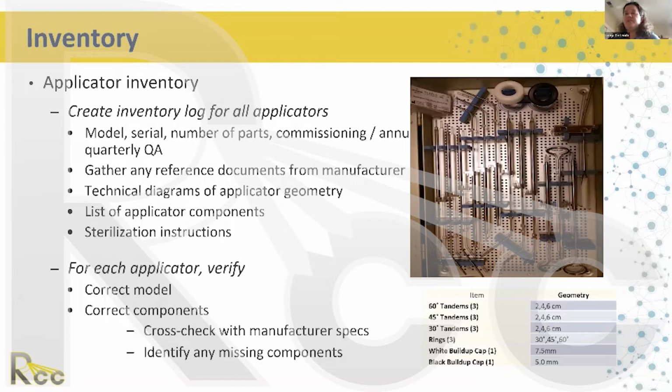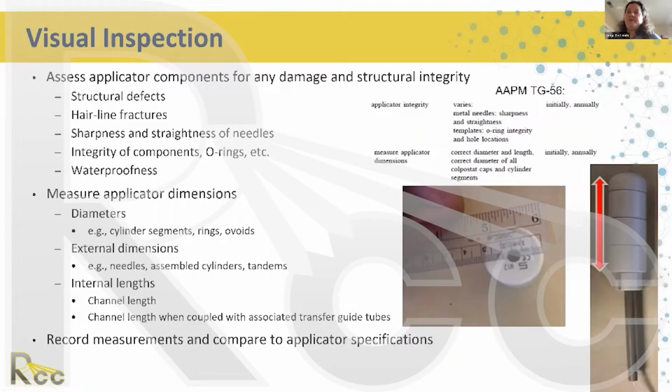In that Excel spreadsheet, of course, is the list of applicator components, and I mentioned sterilization instructions. So for each applicator, you have to look at your shipping manifest, at your order form, and verify that they indeed gave you the correct model and the correct components, and cross-check that with manufacturer specifications. If there are missing components, now's the time to mention that to the manufacturer, and they can send you the missing components.